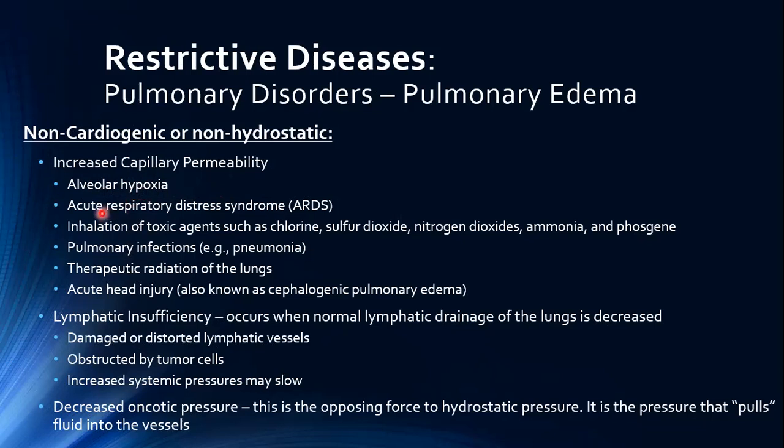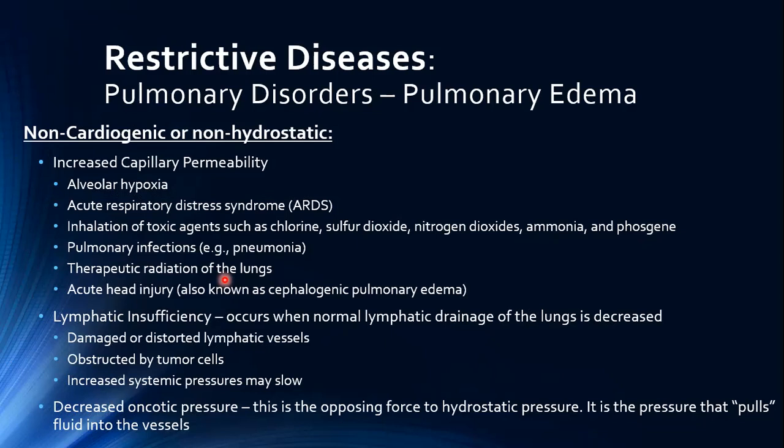Alveolar hypoxia. Acute respiratory distress syndrome, which is ARDS, can cause that. Inhalation of toxic agents like chlorine, sulfur dioxide, and stuff like that, ammonia. Breathing stuff like that can make that capillary become more permeable, right? You have to be careful. Pulmonary infections like pneumonia can cause that. Therapeutic radiation. If somebody has a cancer that they have to get radiated, that radiation can cause increased capillary permeability. If that happens, the capillaries start to leak more into the alveoli, right?